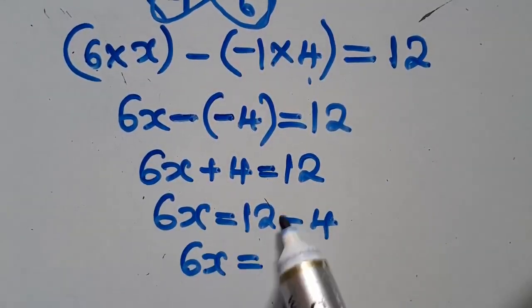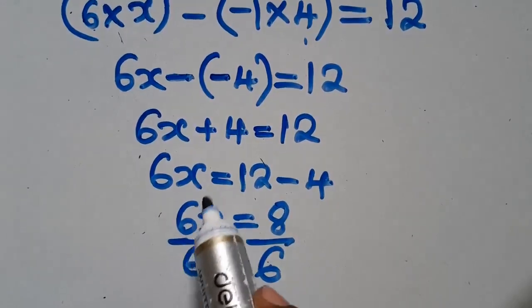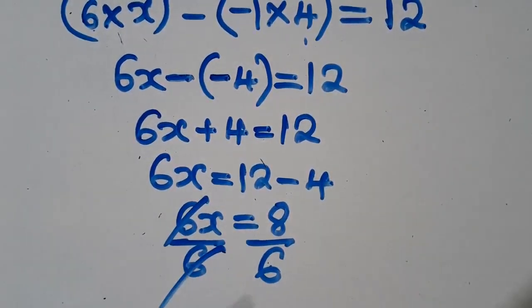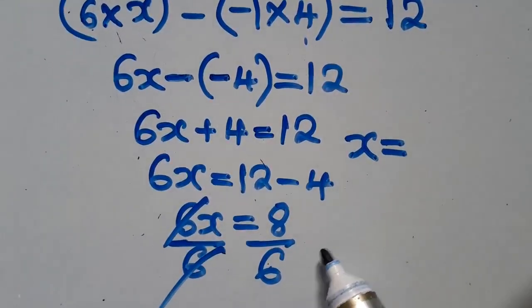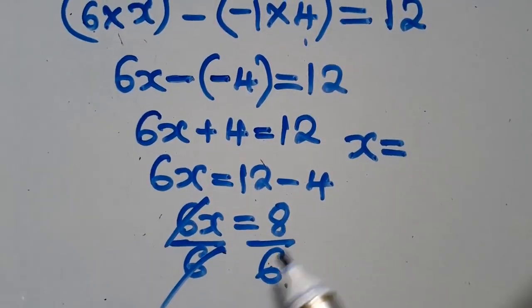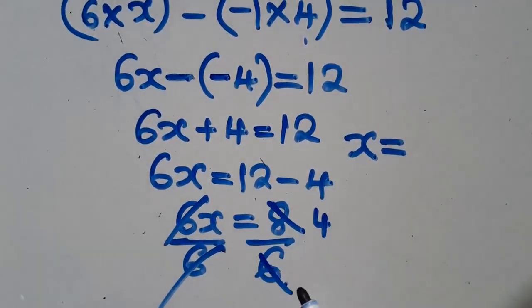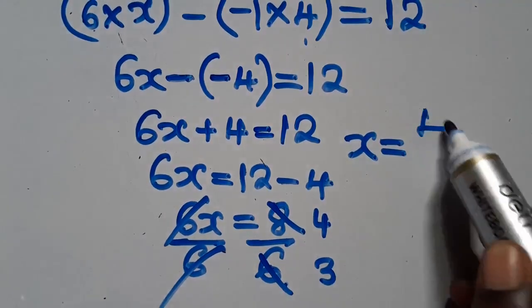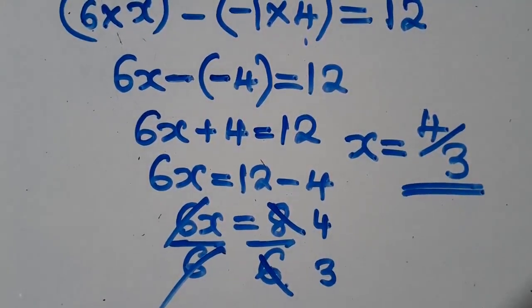6x is equal to 8 when you subtract. You divide both sides by 6. You also divide both sides by 6. 6 cancelled. You remain with x. x is equal to, which number can go into 6 and 8? 2. 2 into 8, it is 4. 2 into 6, it is 3. So the answer is 4/3. That is the value of x.